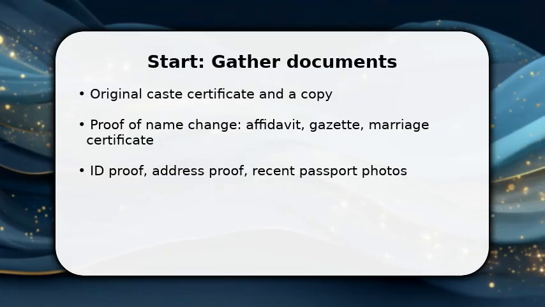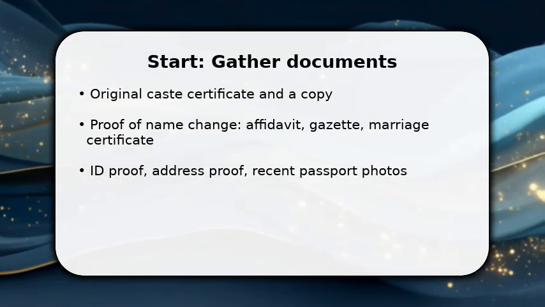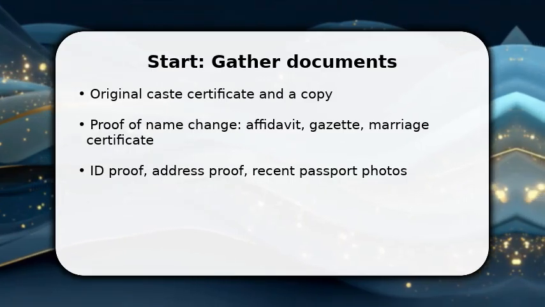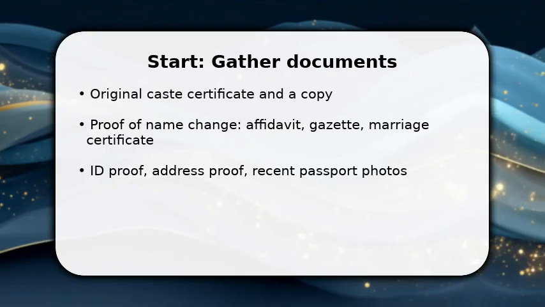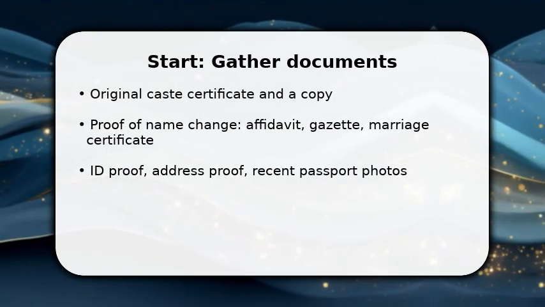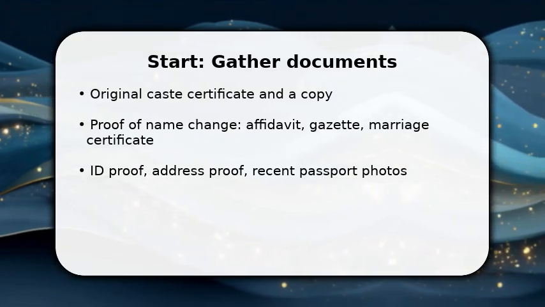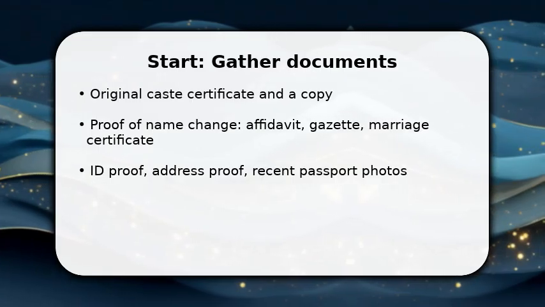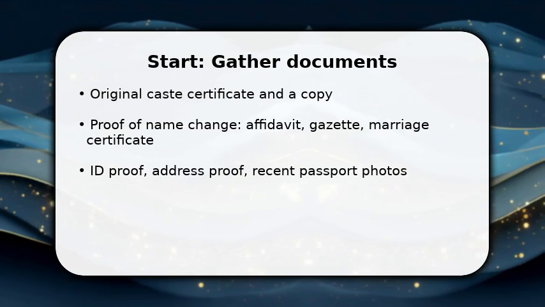You begin by collecting essential documents so you can file immediately. Bring the original caste certificate, current ID and address proof, plus passport photos. Also have the legal proof of your name change, an affidavit, marriage certificate, or gazette notification, and copies ready for submission. Once done, you should draft a concise application stating the requested change and reasons, sign it, and prepare a self-attested set of photocopies. This prevents delays at the first counter.